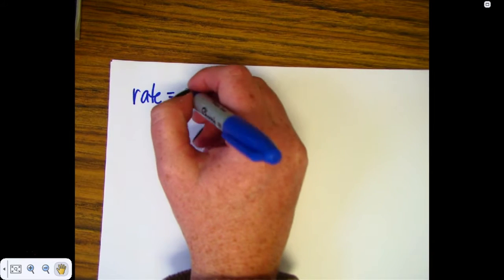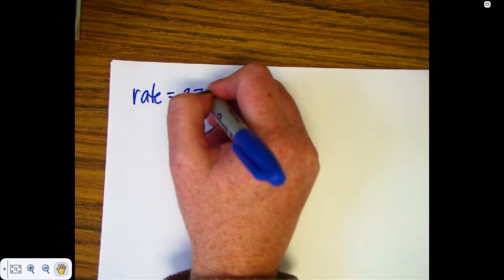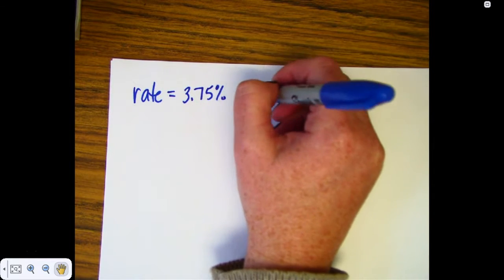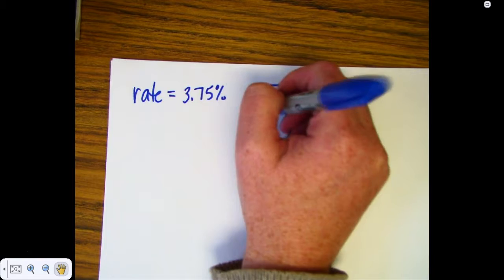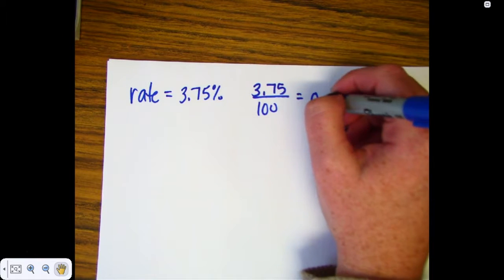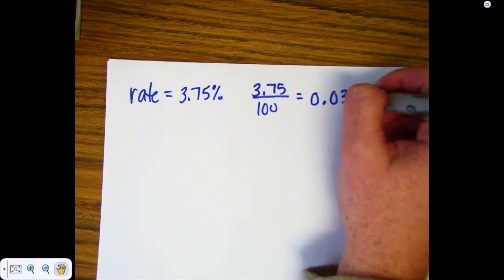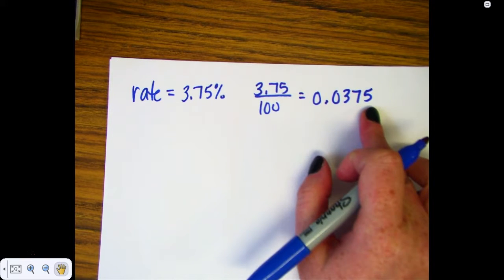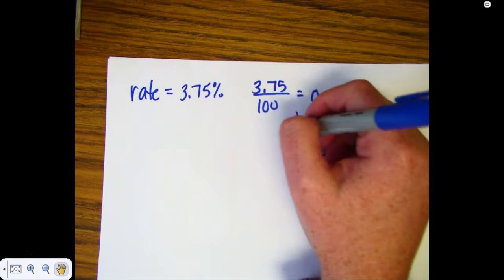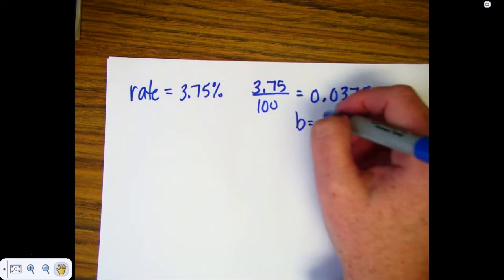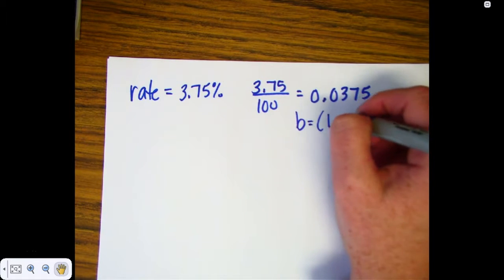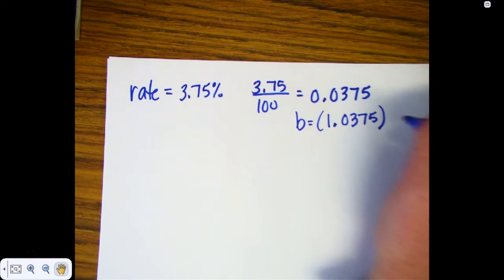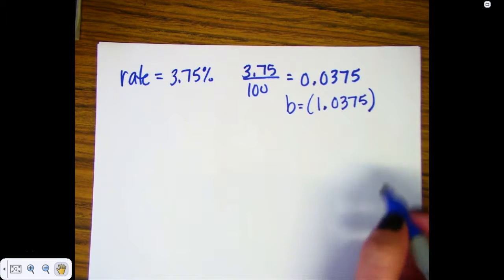Let's say the rate is 3.75%. If I do 3.75 and divide it by 100, that gives me 0.0375. That's 3.75%. So my B value would be 1.0375. Growth is 1 and more, 100% and more.